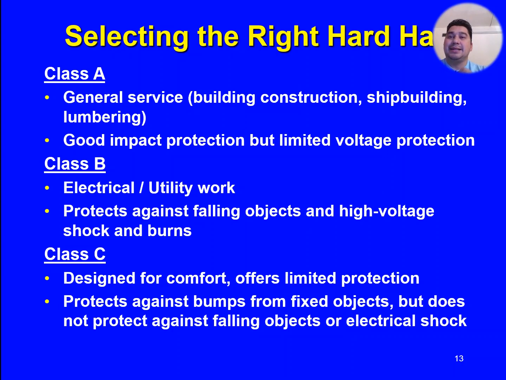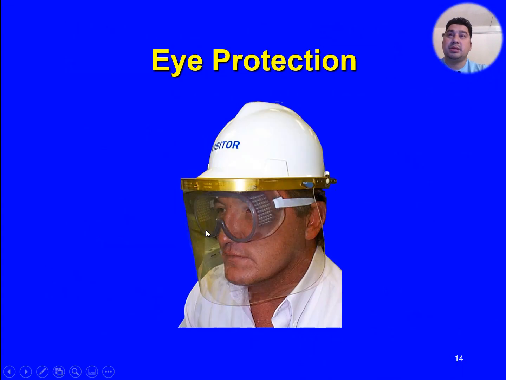Then we have Class C, designed for comfort, offers limited protection. It is comfortable, but it will provide you limited protection. Protects against bumps from fixed objects, but does not protect against falling objects or electrical shock. So those are the limitations for Class C. Now, selecting the right helmet is done.